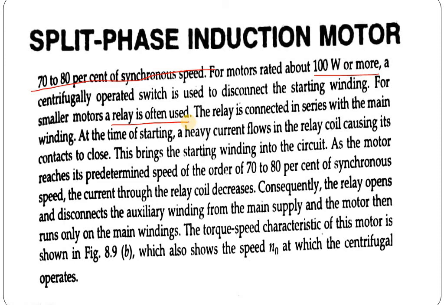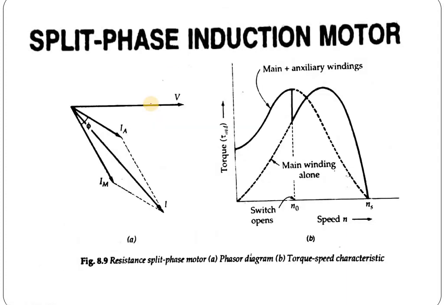As the motor reaches its predetermined speed, of the order of 70 to 80% of synchronous speed, the current through the relay coil decreases, and consequently the relay opens and disconnects the auxiliary winding from the main supply. The motor then runs only on the main winding, and now I will show the torque speed characteristics.